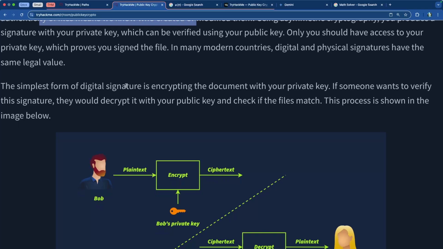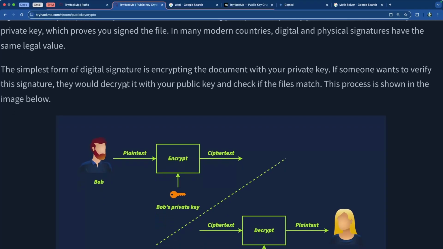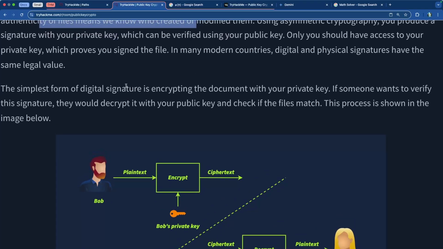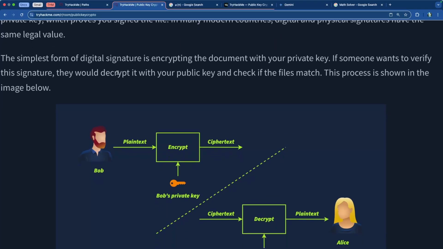In many modern countries, digital and physical signatures have the same legal value. So if you actually click a box on something in a digital form, and this has happened to me when applying for an insurance license or something like that, when you click I accept and then you type in your name and press enter, that pretty much has the same value as you physically signing something.